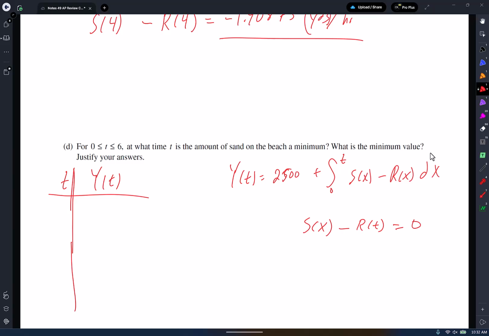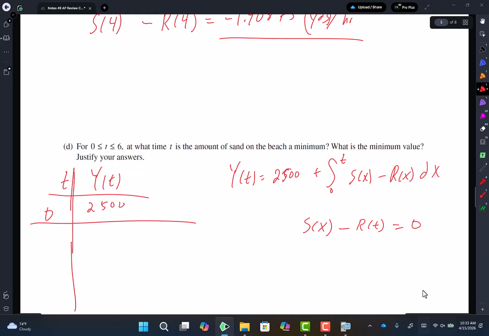So say it again. Yes. I know that if s of x minus r of x is negative, that means that the amount of sand is decreasing. And if this is positive, I know that the amount of sand is increasing. So where do I have a minimum? When s of x minus r of x goes from negative to positive. Does that make sense? All right. At 0, I have how much? 2,500. So that one we already know.